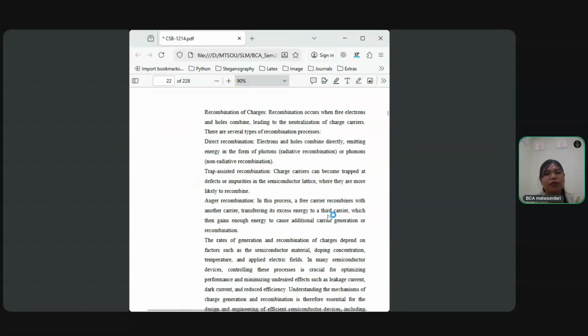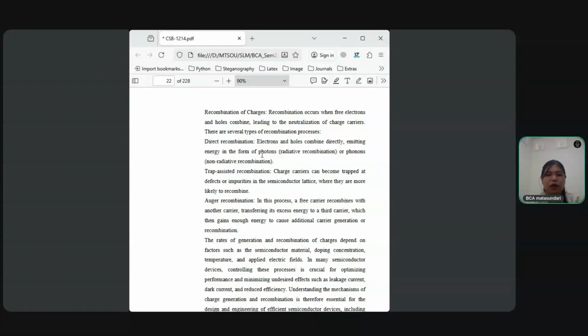Next is recombination of charges. Recombination occurs when free electrons and holes combine, leading to the neutralization of charge carriers. There are several types of recombination: direct recombination, trap assisted recombination, and Auger recombination. These are the three types of recombination we have for this unit.